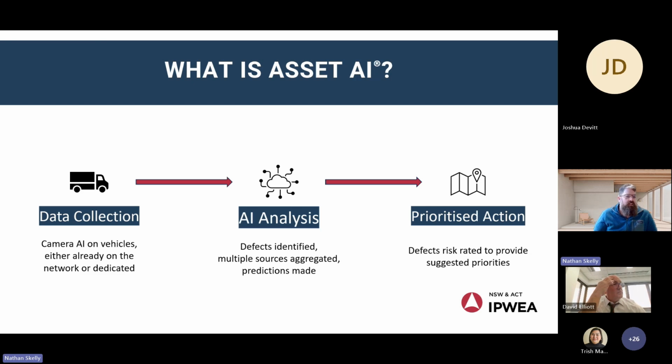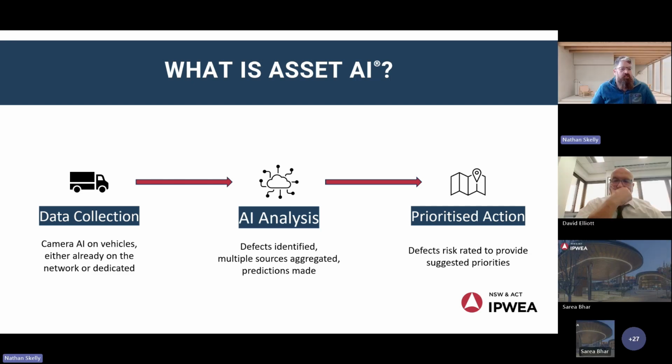There is no intervention needed from the driver of the vehicle, and it picks up footage or images and then runs that through an AI classifier to identify defects that are on your road network. Now, the different providers can identify different defects, but the majority of your more common defects, particularly for routine maintenance, are picked up by this platform.